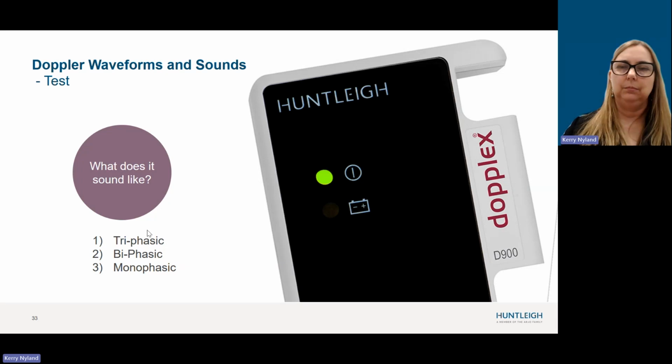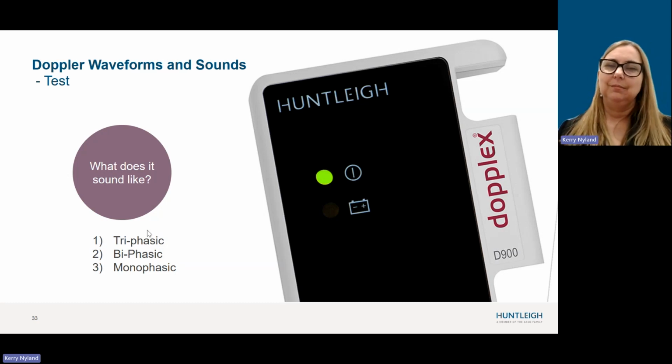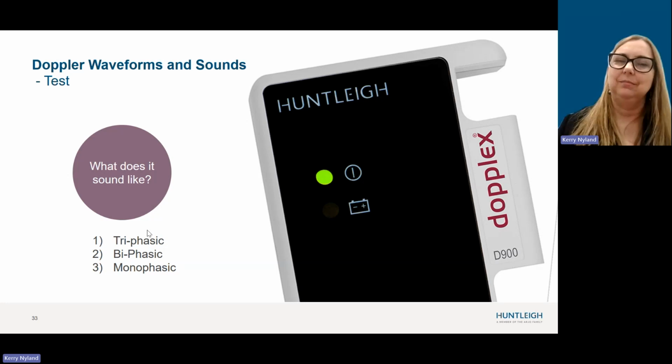Yeah, there's a lot coming through, Kerry. A lot of biphasics and some monophasics. Amazing, thanks, Gab. The majority is biphasic. Okay, so far. Answers still coming in? They're still coming in, yeah. Okay, we'll give it a second longer, and then we'll do the big reveal.